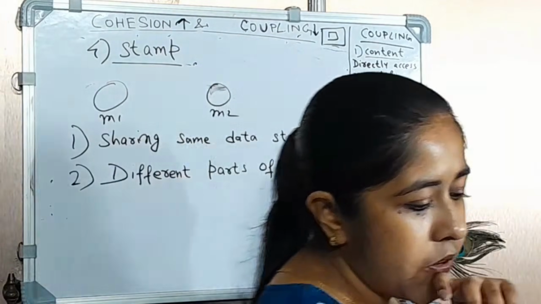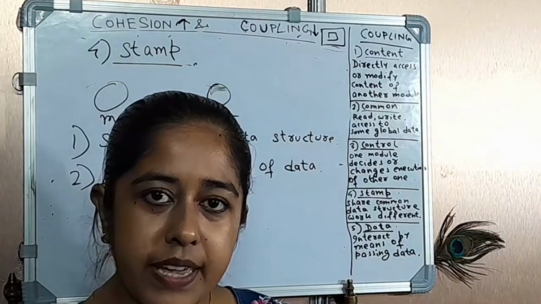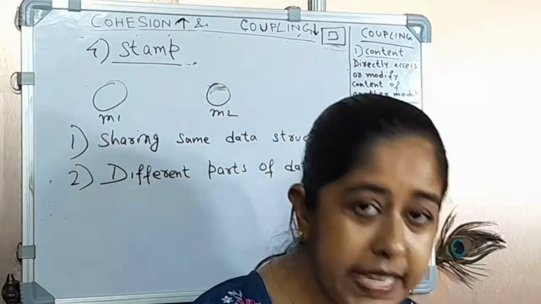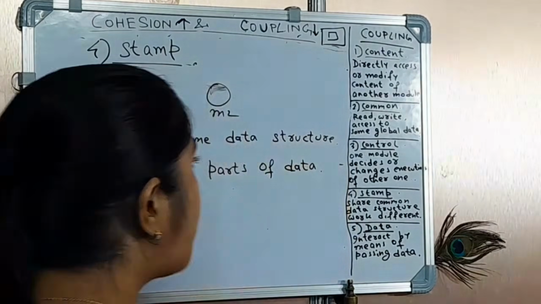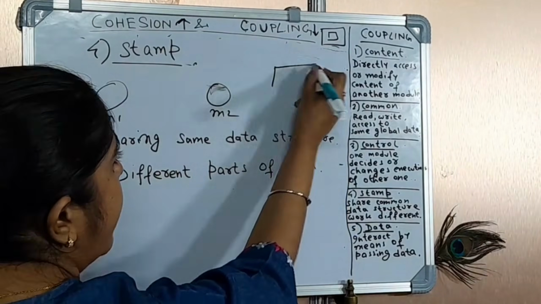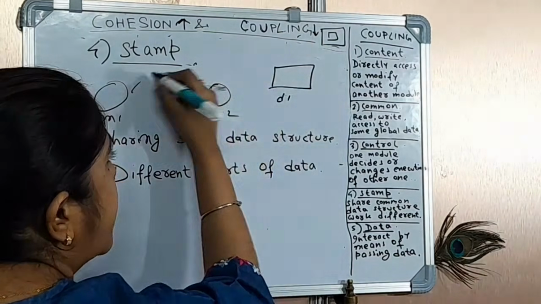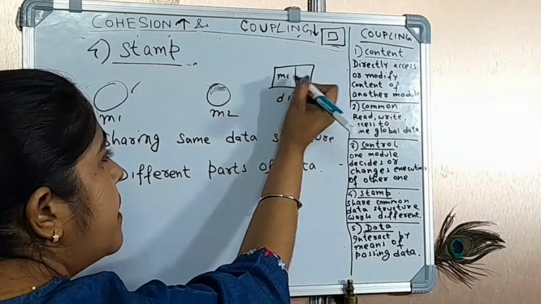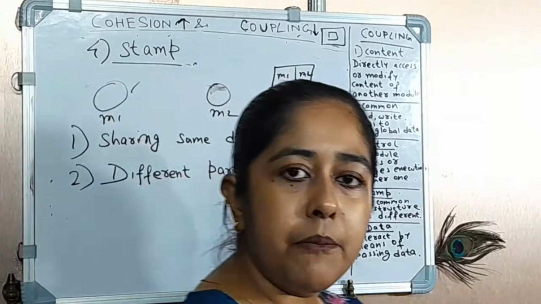Okay, what is going on? They are working on different parts of the data. The structure of both the modules is the same, but what is happening there? They are working on different parts. Suppose I have global data here, one data. If one particular module is working on some part of the data, M2 will be working on a different part of the data.